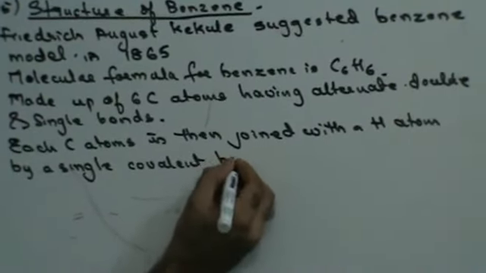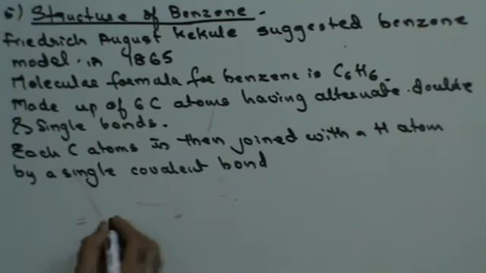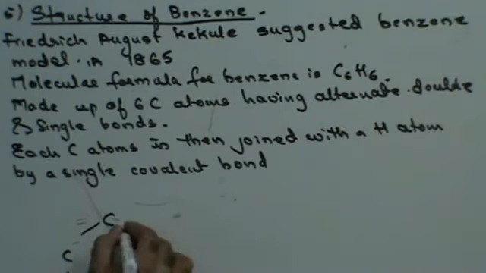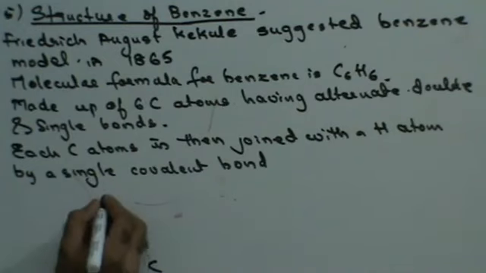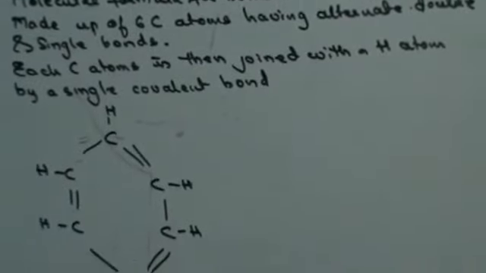So when you draw this, how would it look? The structure would be this way. You would have 6 carbon atoms forming a hexagon having alternate single and double bonds, and each one of these carbon atoms would then be joined with a hydrogen atom by a single covalent bond. Right? So this is going to be my structure of benzene. Fine, do you get this?